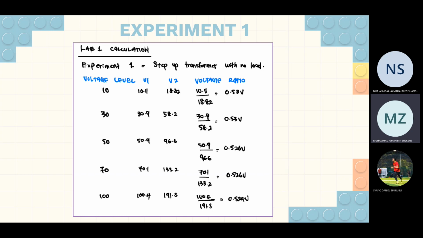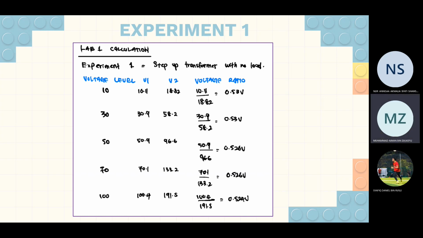So, moving to the next, the 30 volt level. We get V1 30.9 and V2 58.2. Then we calculate the voltage ratio and we get 0.53. For the next, the 50 volt level, we measure V1 50.9 and V2 96.6. And the voltage ratio for the 50 volt level is 0.526.